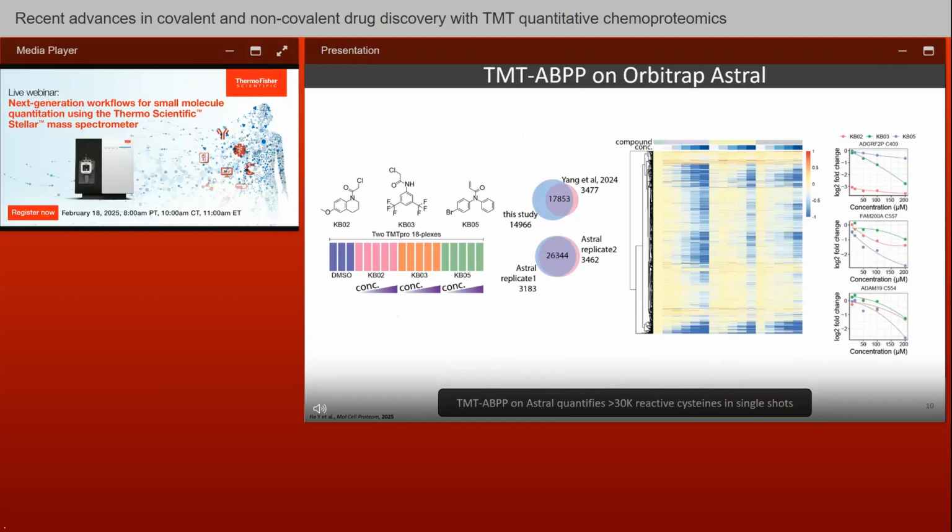We profiled three of the most commonly known promiscuous molecules, KBO2, O3, and O5, in dose response curves with two replicates. With Astral, we got 31,000 cysteines quantified, compared to about 17,000 on the Eclipse, which we published in our previous paper. Between the two replicates, we have a 95% overlap, which is really good reproducibility. You just see these nice dose response curves, and also many of the cysteines we quantified for the first time. We never saw them in our previous profiling.